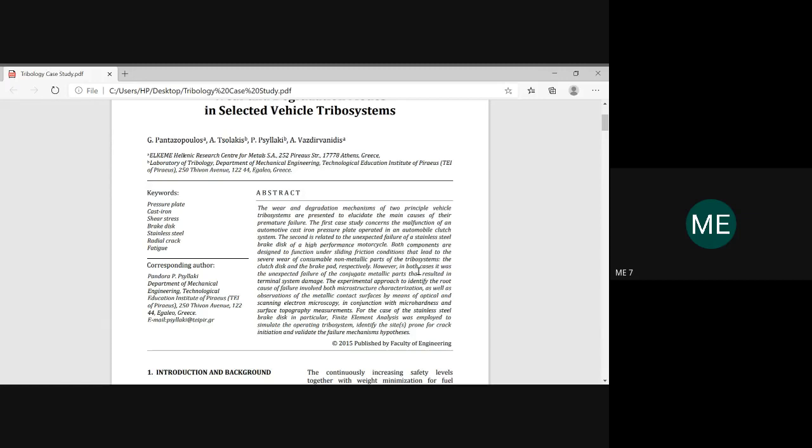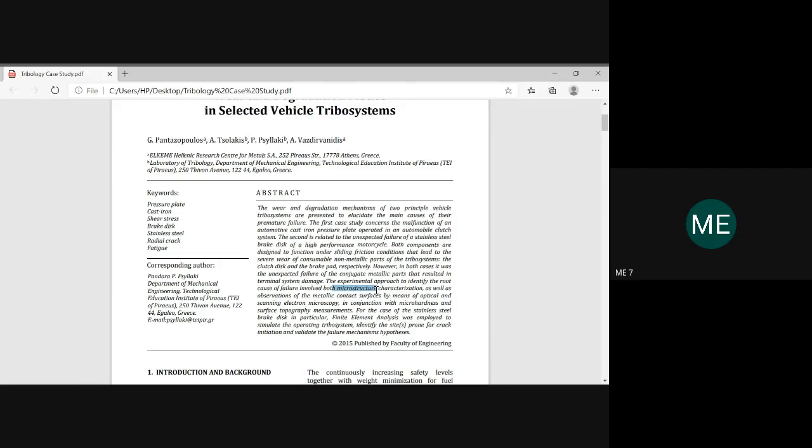In both cases, after the analysis, they found that the unexpected failure which comes across in any brake disc is due to the conjugate metallic parts. What happens with conjugate metallic parts is that the system damage comes across all of a sudden. Due to the termination of the system, the damage results in unexpected failure. They tested this by an experimental approach. This experimental approach helped to identify the main root cause for the failure, which you will come to know when you do the characterization at the microstructure level.